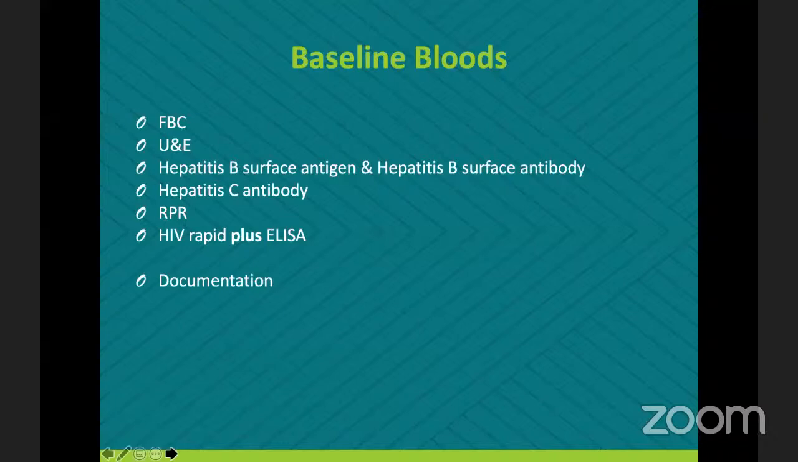You should also do hepatitis C antibody, RPR for syphilis, and your HIV Rapid Plus analyzer. And as I say, it's very important to document all of this, particularly from an insurance point of view, if you want to get the person paid out, or if it's yourself. If we could please move on to the next slide.